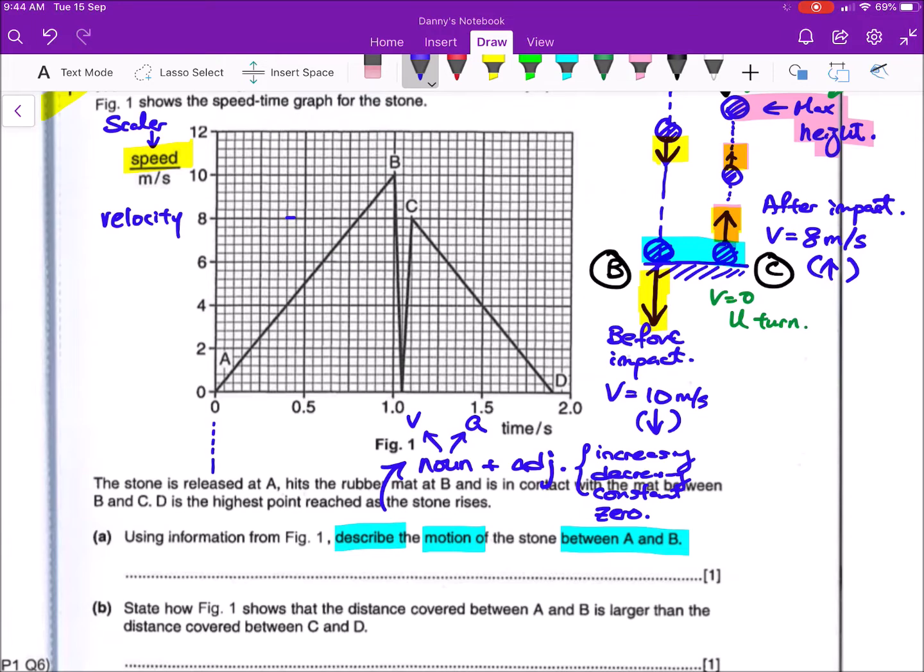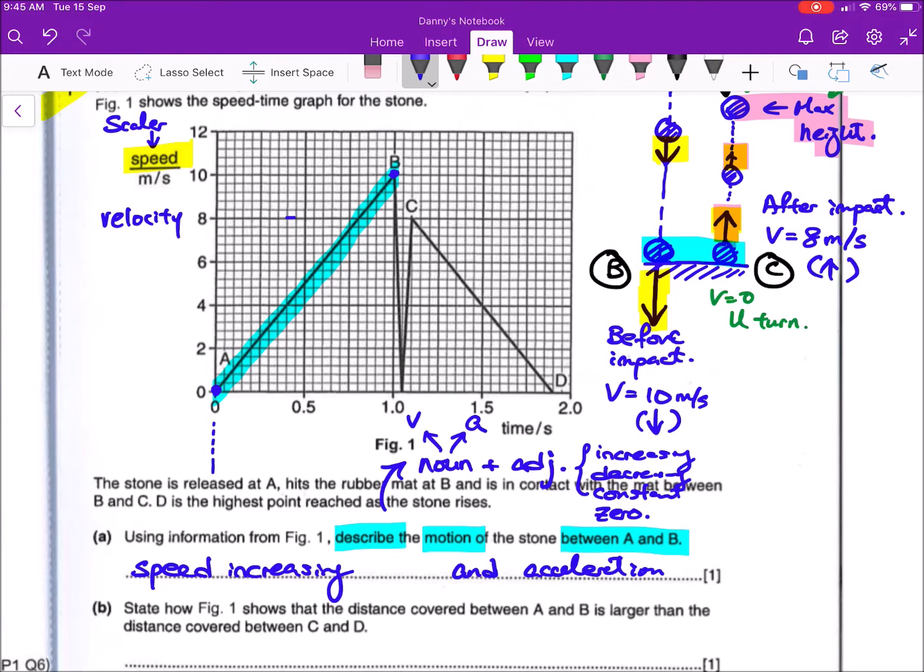So let's look at A to B. So down here I can see that A to B, obviously if I want to describe it in terms of speed, what can I say about the speed? Well, the speed is increasing, right? It is getting bigger. Correct or not? Yeah. And how about the acceleration?